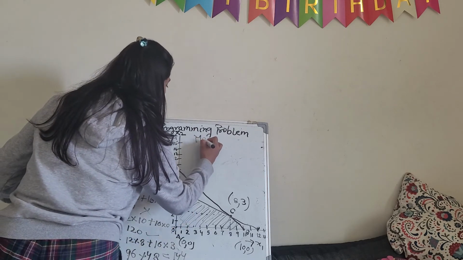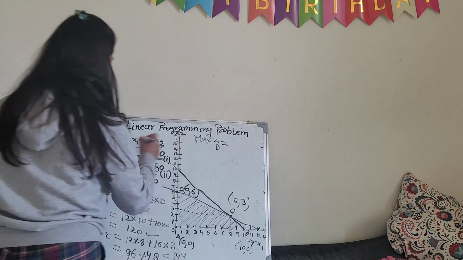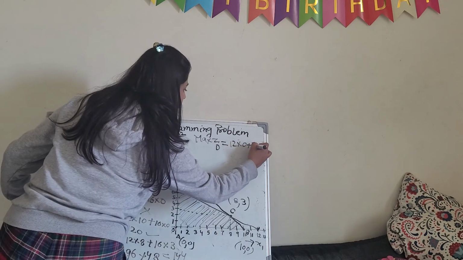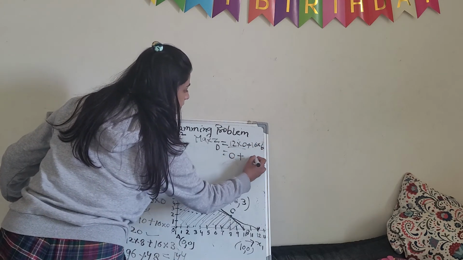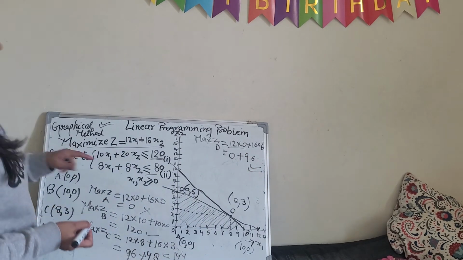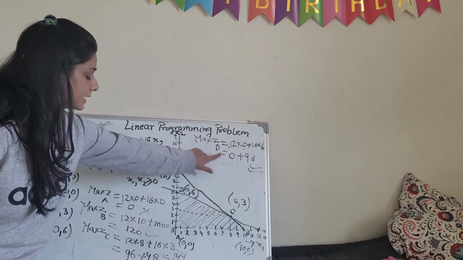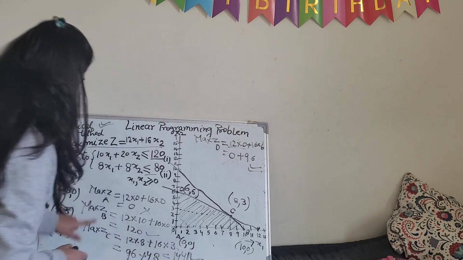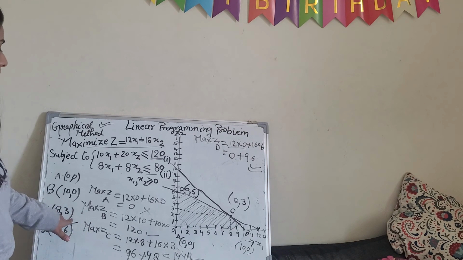Now maximize at D. D is 0, 6. So 12 into 0 plus 16 into 6. So it will be 0 plus 96, so we are getting 96. Right. Now we will check. This is 0. This is 120. This is 144. And this is 96. So the maximum value we are getting is 144, from point C. So we are getting the maximum value from point C.